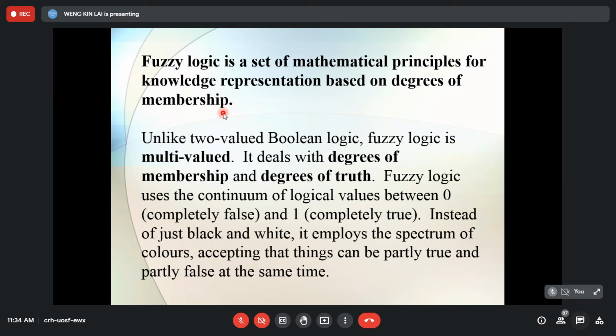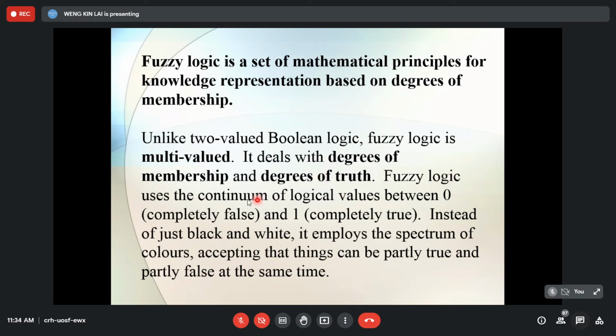When we compare this against your two-value Boolean logic, yes or no, on or off, black or white, dark or bright, fuzzy logic is multiple value, or multi-value. It deals with degrees of membership and degrees of truth. So almost similar again to what we studied so far in the earlier two chapters, two topics.